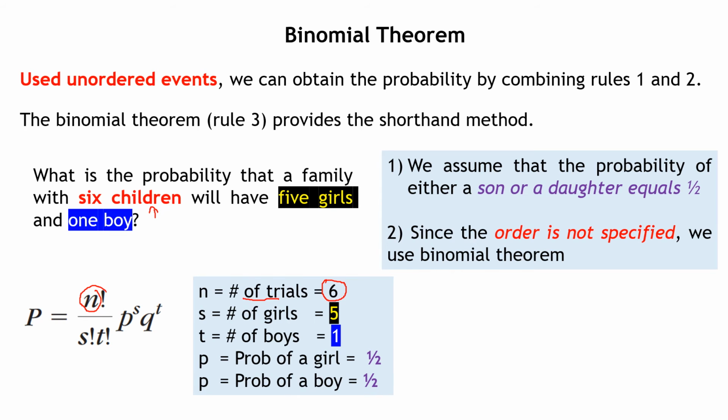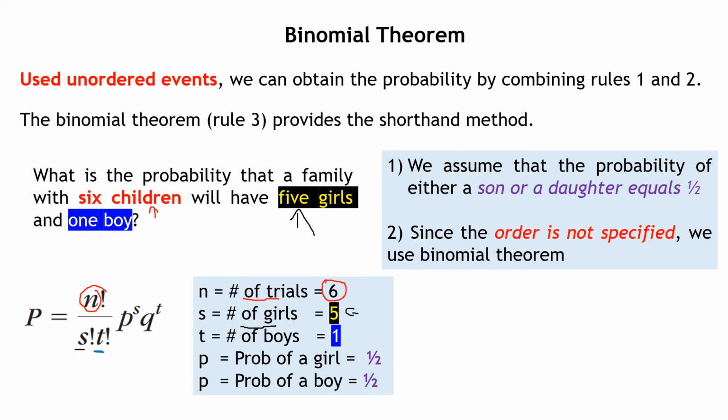Okay, the second one, super easy. I'm going to put it in black. The number of girls is 5. So this one here will be 5 factorial because they told you there are 5 girls. And then they ask you for t, very easy.